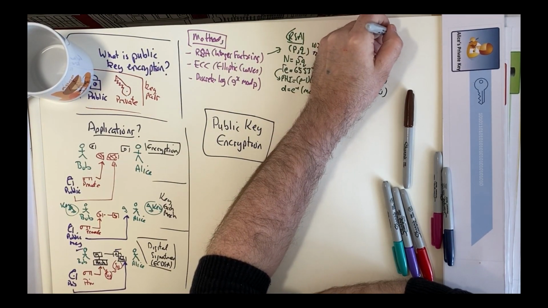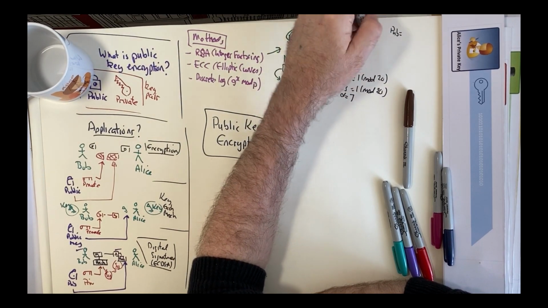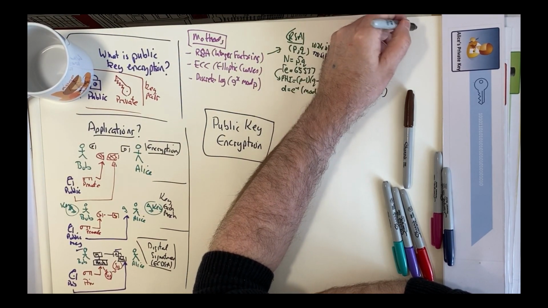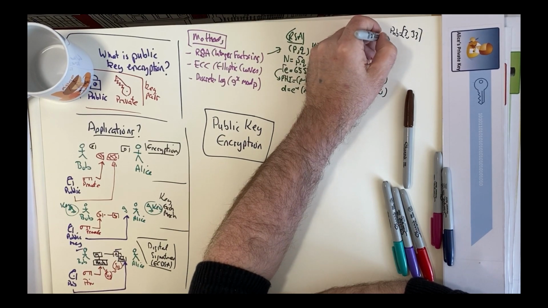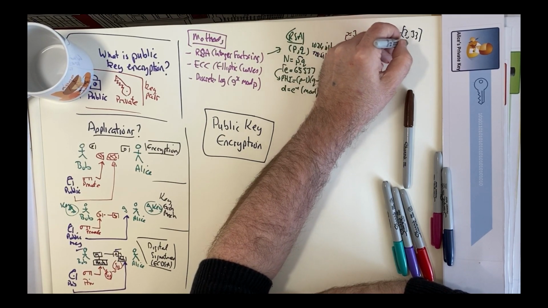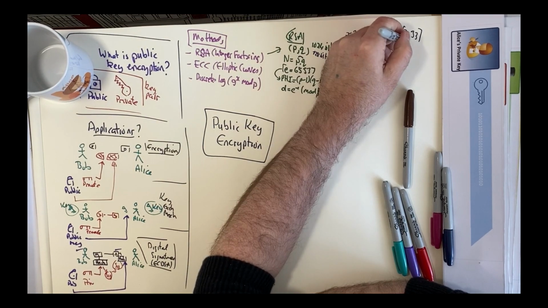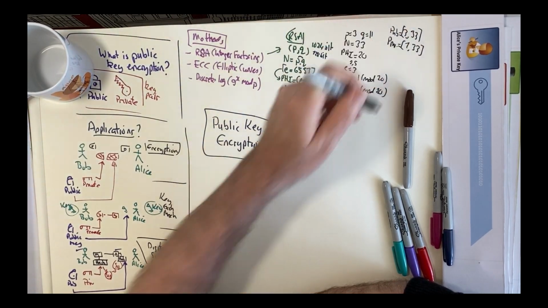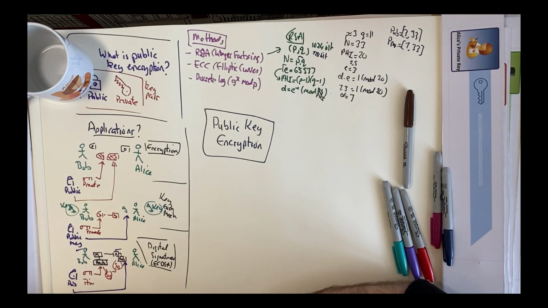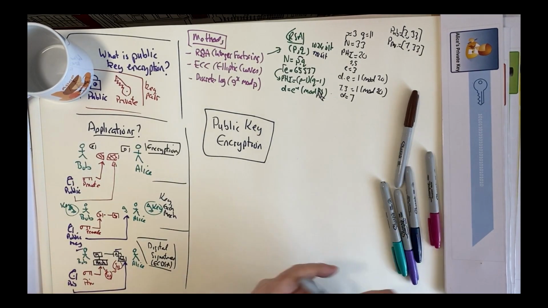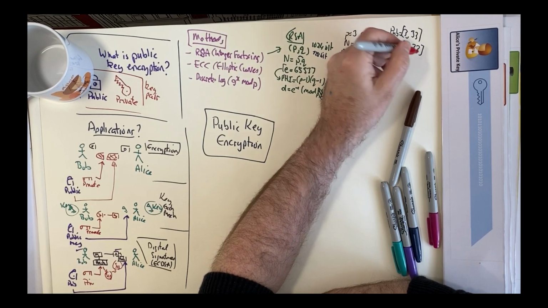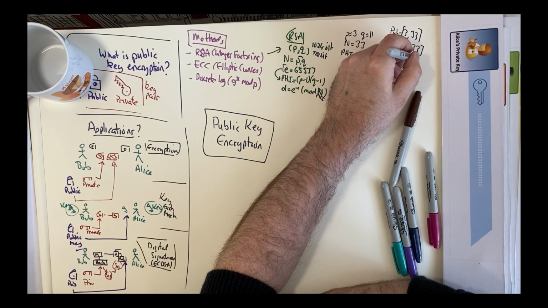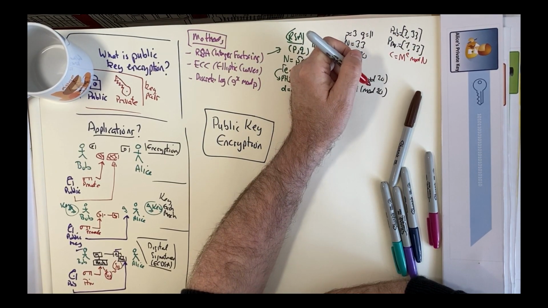So our public key in this case is 3,33, and our private key is 7,33. So the way that we now work this out is that the cipher is equal to the message to the power of E mod n.